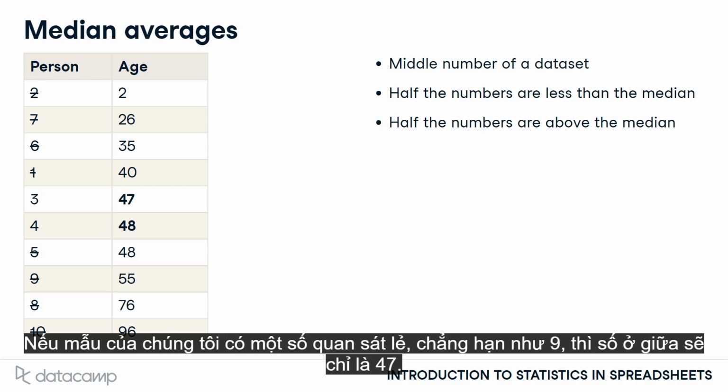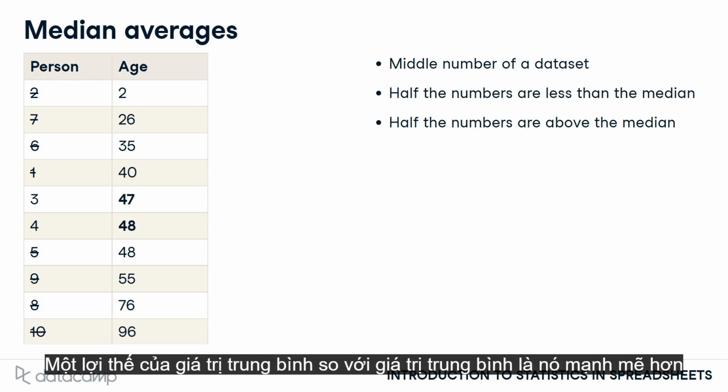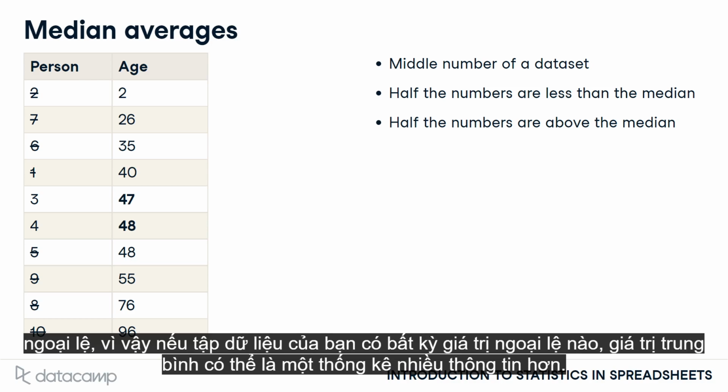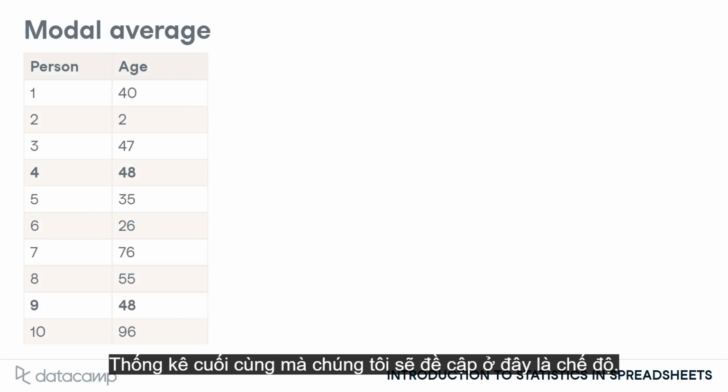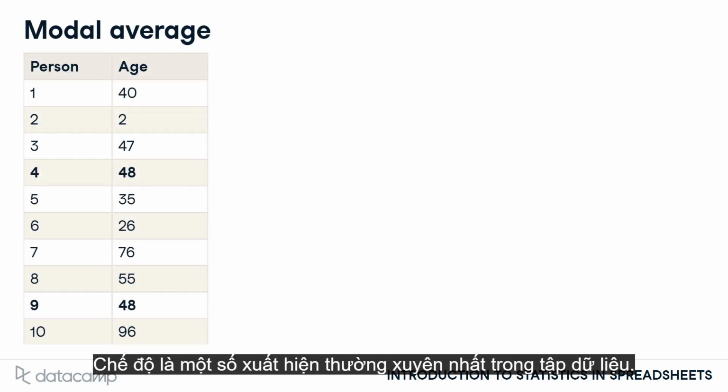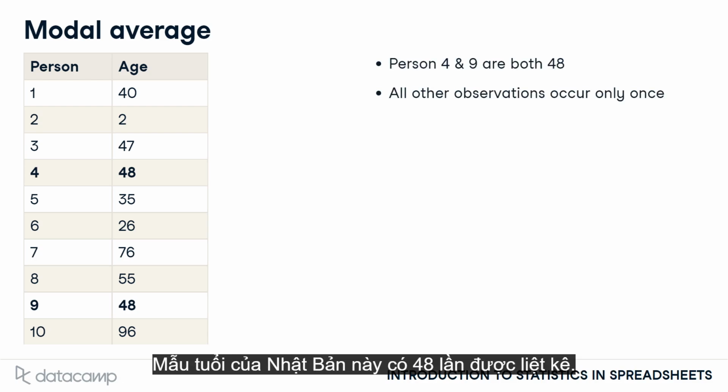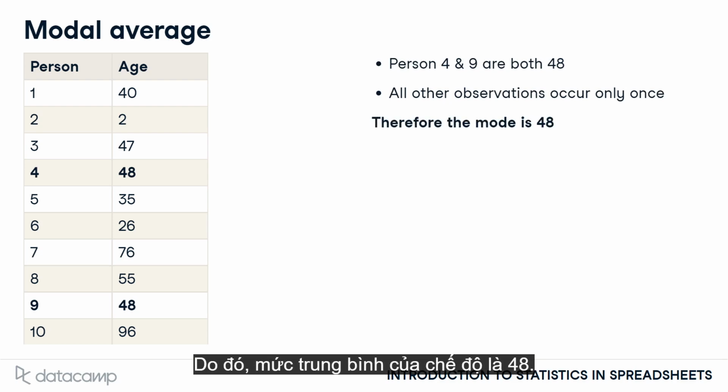If our sample had an odd number of observations, such as 9, the middle number would have just been 47. An advantage of the median compared to the mean is that it is more robust to outliers. So if your dataset has any outliers, the median may be a more informative statistic. The final statistic we'll cover here is the mode. The mode is the number that appears most often in the dataset. This Japanese age sample has 48 listed twice. Thus, the mode average is 48.